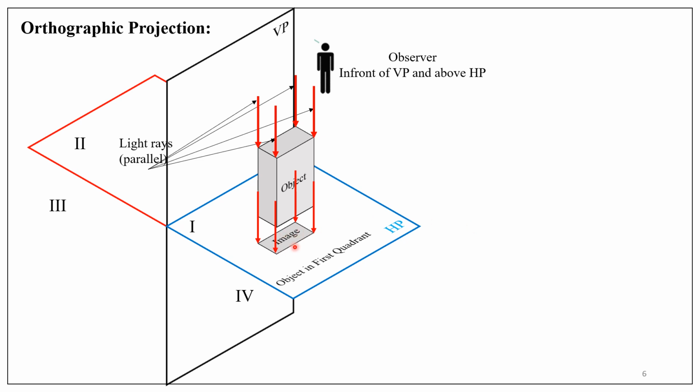From the image we can know what is the length of the object and what is the thickness of the object. Here, the height of the object is suppressed in the image because the height line, that is this vertical line, is perpendicular to the horizontal plane.